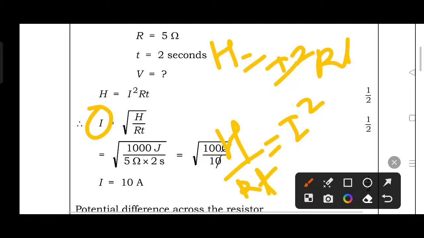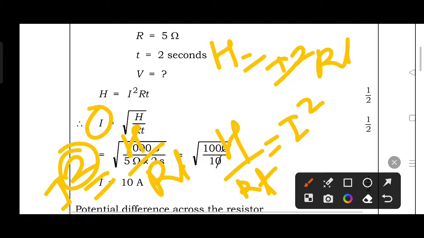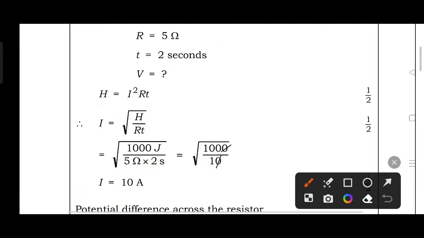Then this formula turns into I square is equal to H by R T. Now, since there is a square, we convert it into a square root. Then I is equal to the square root of H by R T. This is the converted form. How much H is given? 1000 joules. How much R is given? 5 ohm.